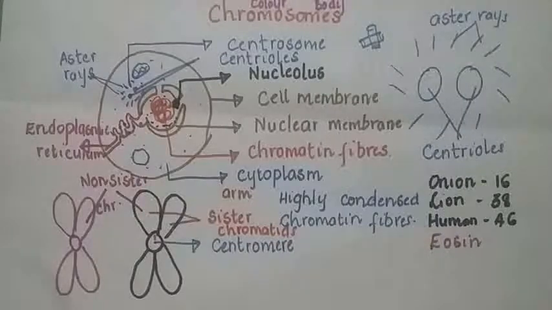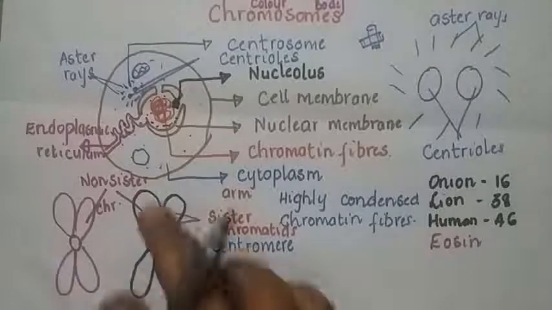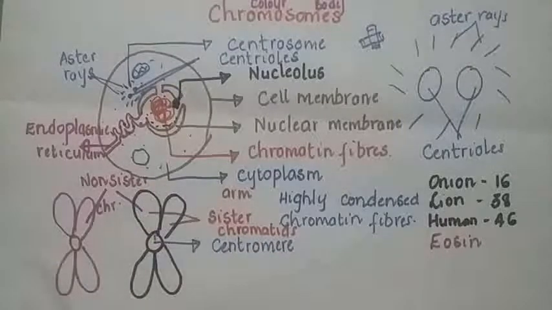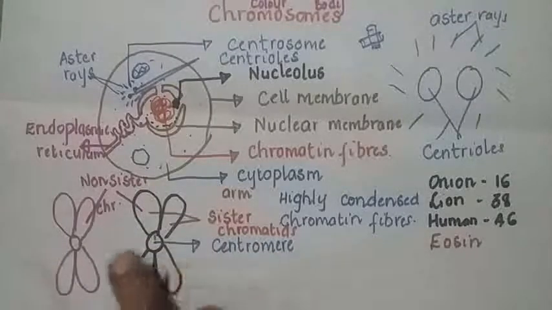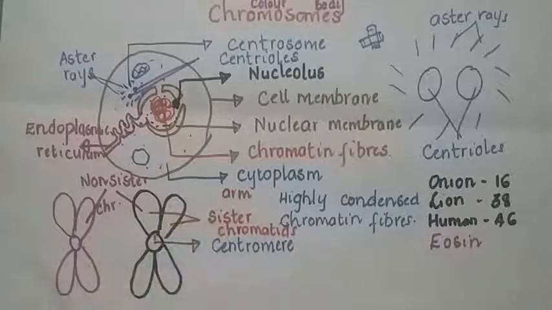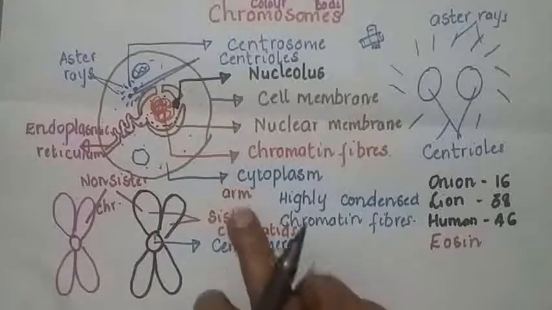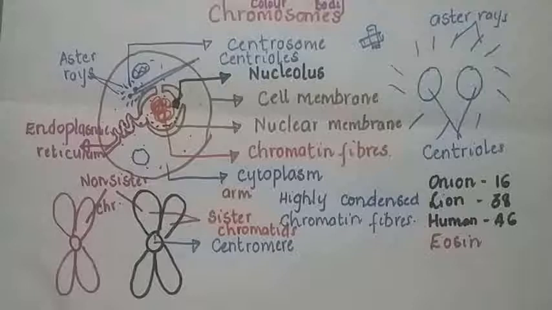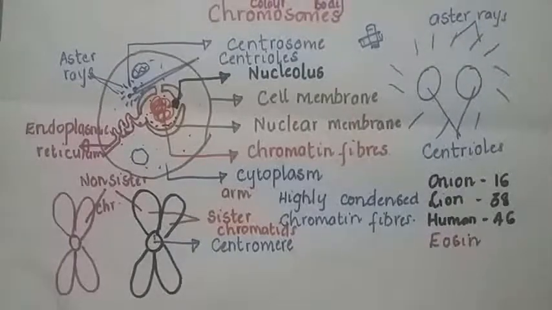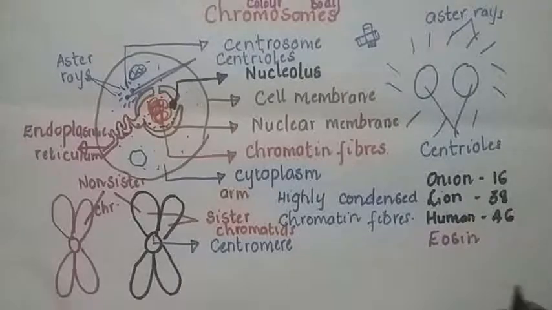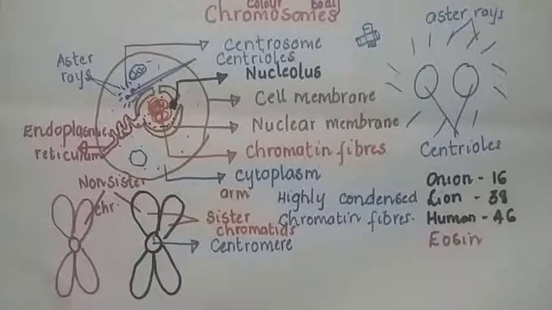Fine, children. So, thus you can say that each chromosome has a centromere at a particular point along its length, and the centromere is attached to 4 chromatids, which are the arm-like structures. Fine? Yeah. Let us move on to the structure of the chromosomes we have learned.